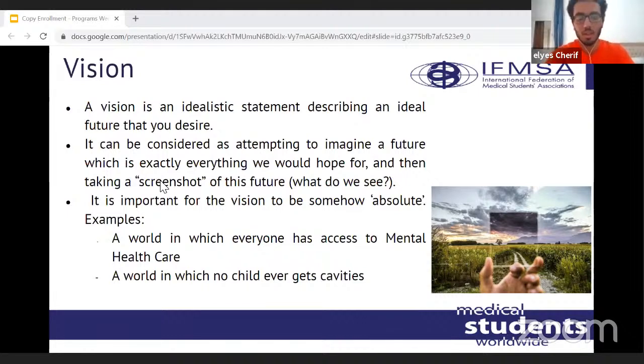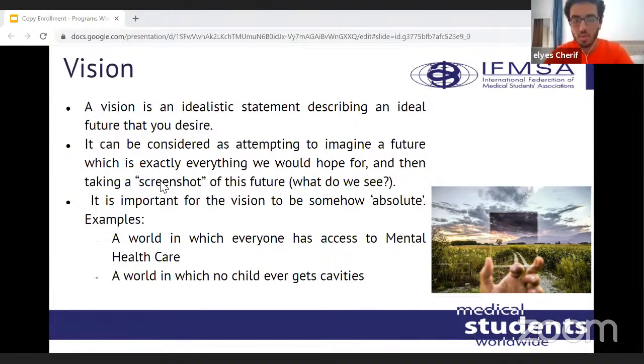So now we're going to talk about the vision, goals, objectives, starting with the vision. A vision is an idealistic statement describing an ideal future that you desire. It can be considered as attempting to imagine a future, which is exactly what we hope for by doing the activity. It is like taking a screenshot of the future that we're going into. So it is what we see.